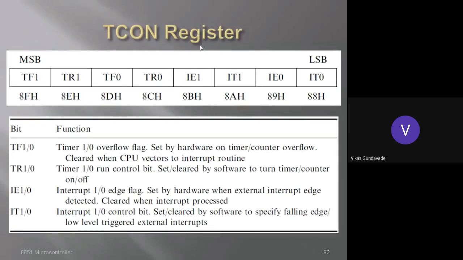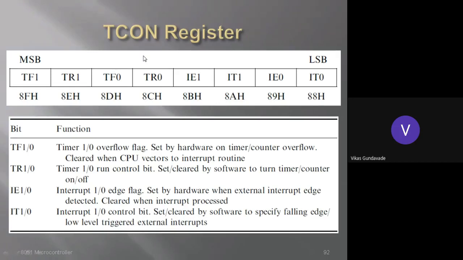Okay. Then IT0 and IT1, these are interrupt control bits. So during the programming, these interrupts are set or cleared by specifying the falling edge, or when we are enabling the interrupt as a low level triggered interrupt, then these 2 bits are used. Okay. So the details of these interrupt edge flags will be studied during the interrupt peripheral.